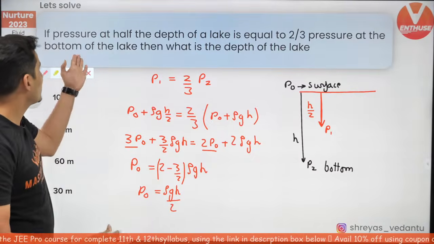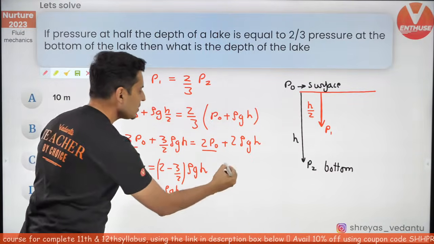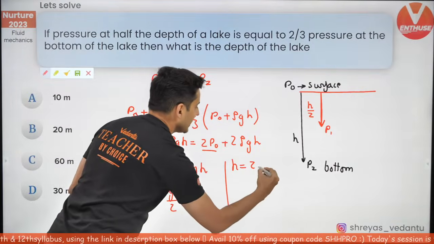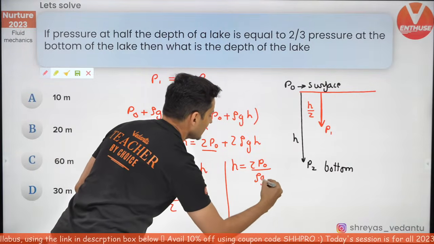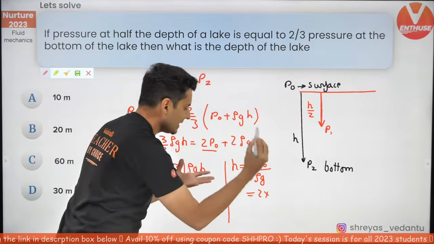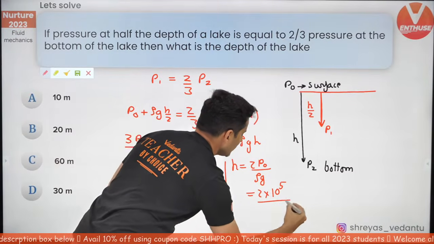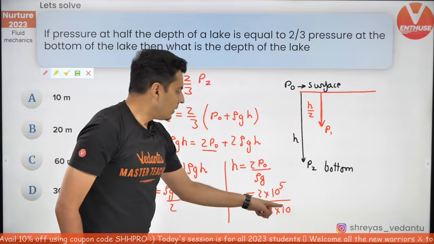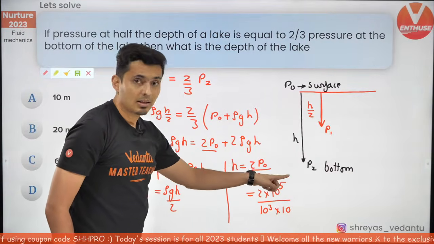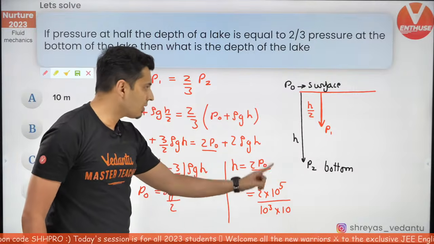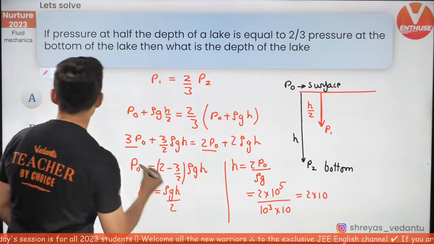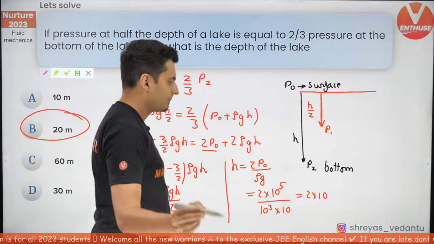But what is the question? The question is the depth of the lake. So what is being asked? H is being asked. So H will be 2 times of P0 by rho g. Substitute. P0 is 10 to the power 5. Your rho is 10 to the power 3. G is 10. 1, 2, 3, 4 zeros. 5 zeros. So 1 0 remaining with a 2. So that's going to be 2 into 10, which is 20 meters.